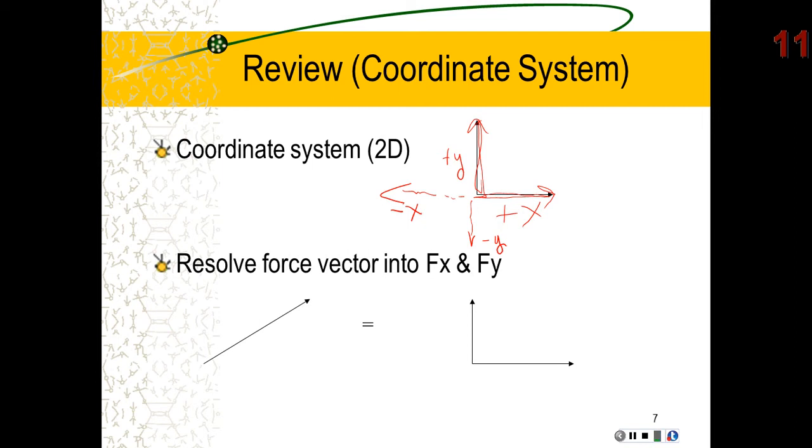Now for any force that we have, for example, this force going to the upward right, that force can be resolved, meaning broken down into what's known as the x direction of that force. And so if we call that F, the part that goes in the x direction is Fx. The upward part of it is Fy.